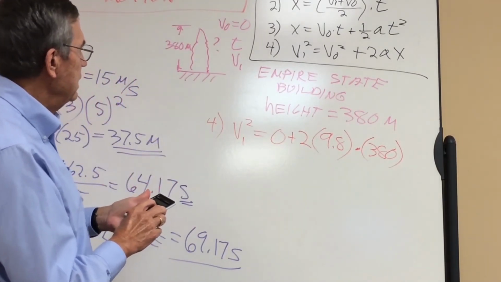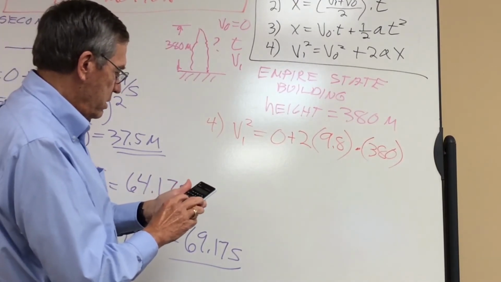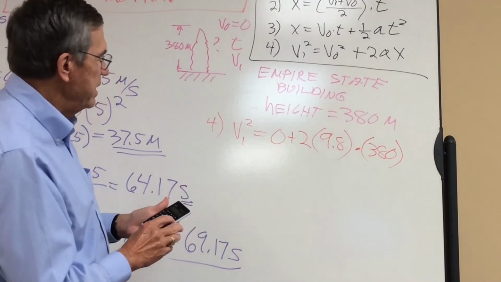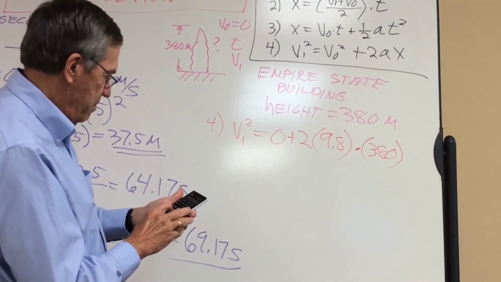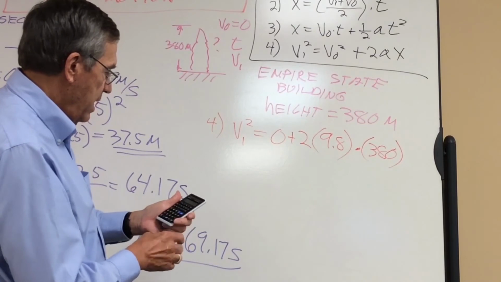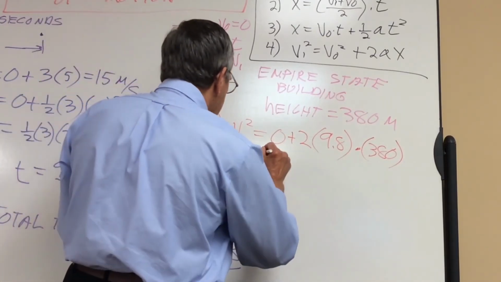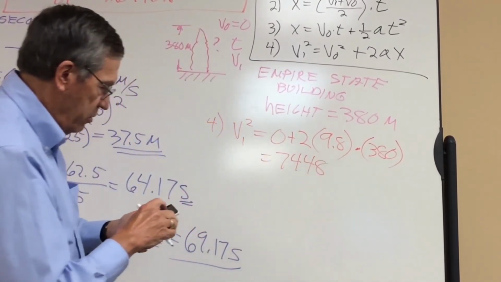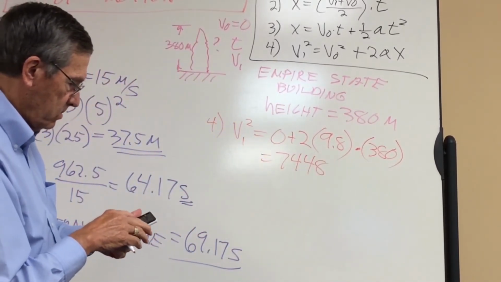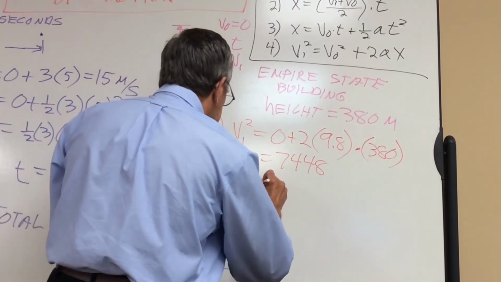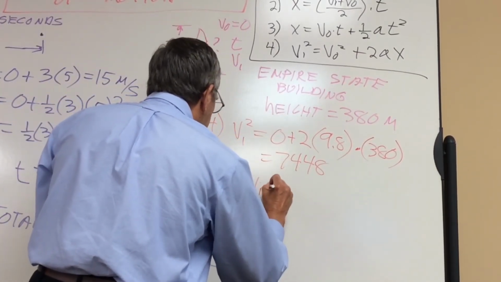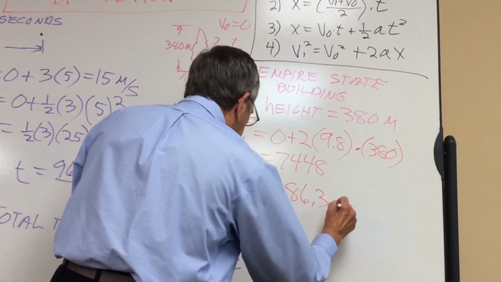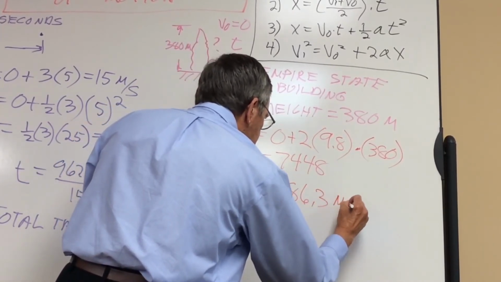We'll take 2 times 9.8. That gives us 19.6. We'll multiply that by 380. That gives us 7448. And we'll take the square root of that, and we'll get 86. So v1 is equal to 86.3 meters per second.